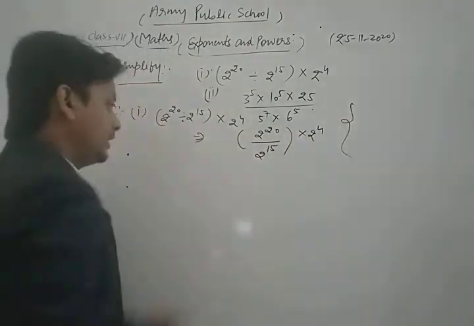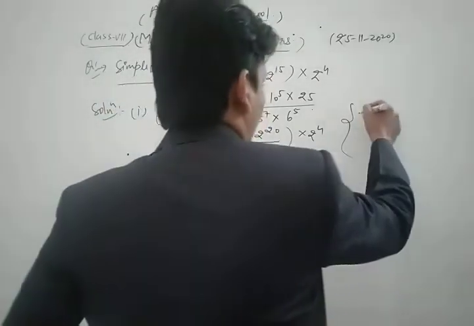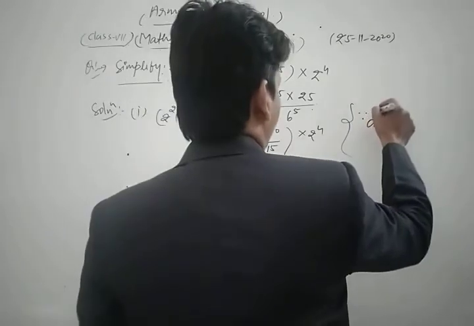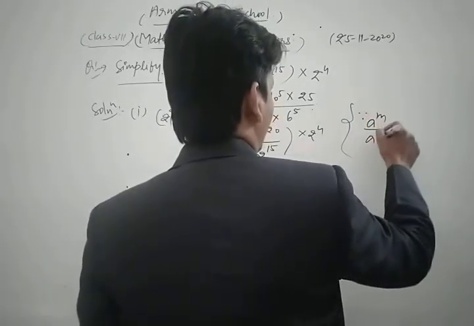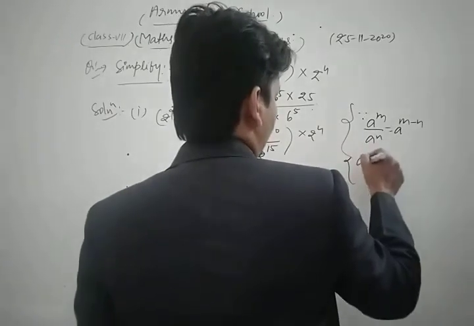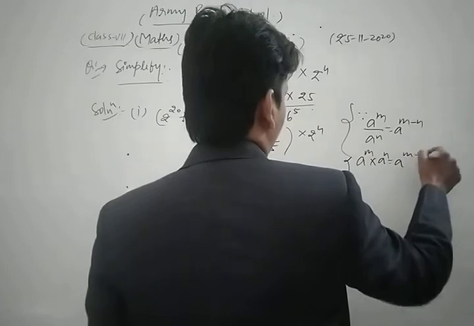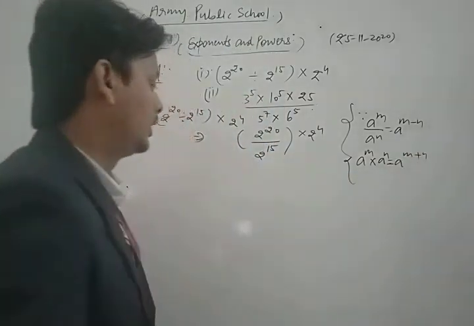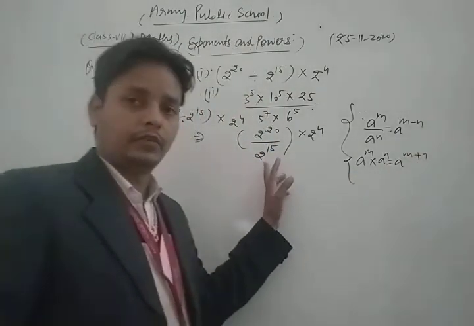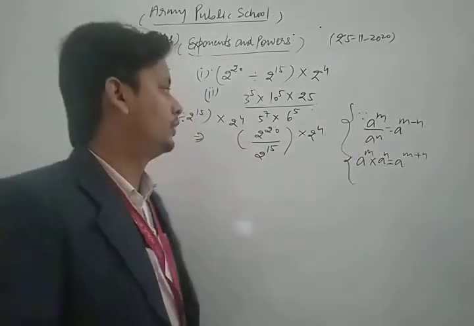Dear students, in that question we apply the laws of exponents. Look, since we know that a to the power m upon a to the power n is equal to a to the power m minus n, as well as you know that a to the power m into a to the power n is equal to a to the power m plus n. So within the bracket, first of all we apply that law of exponents. So we get as what?